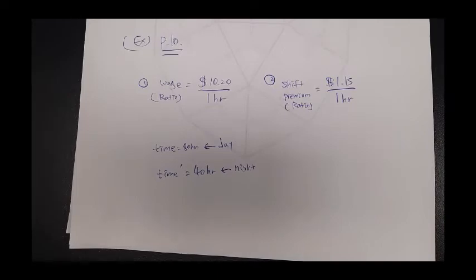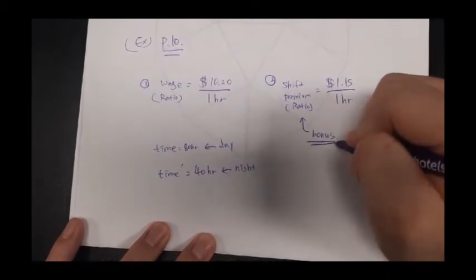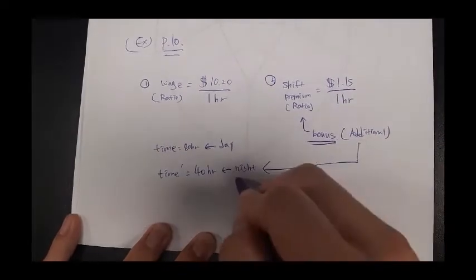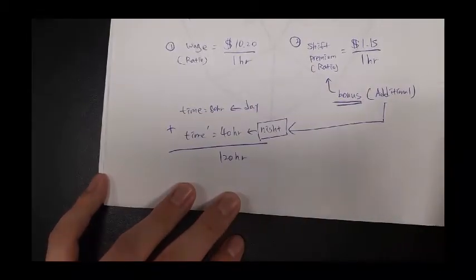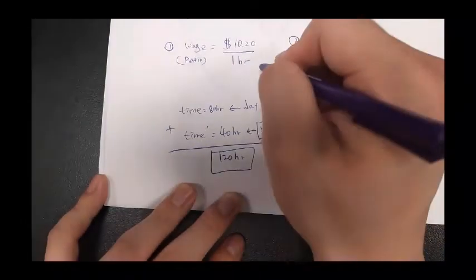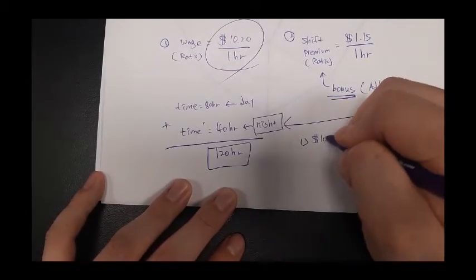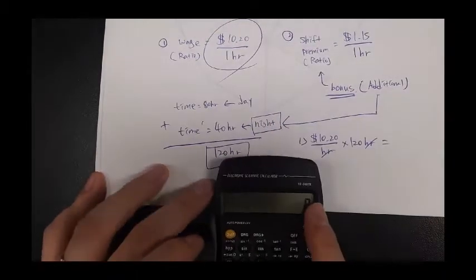So let's talk about our regular amount first. What I need to do first of all is understand the regular work time. What I mean by that is this. This shift premium is like your bonus. It's an additional amount with a condition, and the condition is nighttime. But when you look at the total time of the work, it is 120 hours. So here's what you need to do. We need to use this 120 hours with the $10.20 per hour calculation. So number one, $10.20 per hour times 120 hours, the hours cancel each other, and I can just calculate over here.